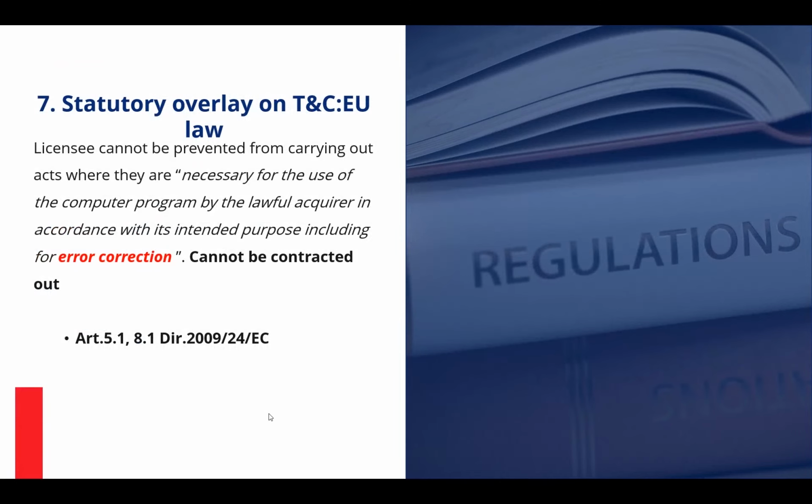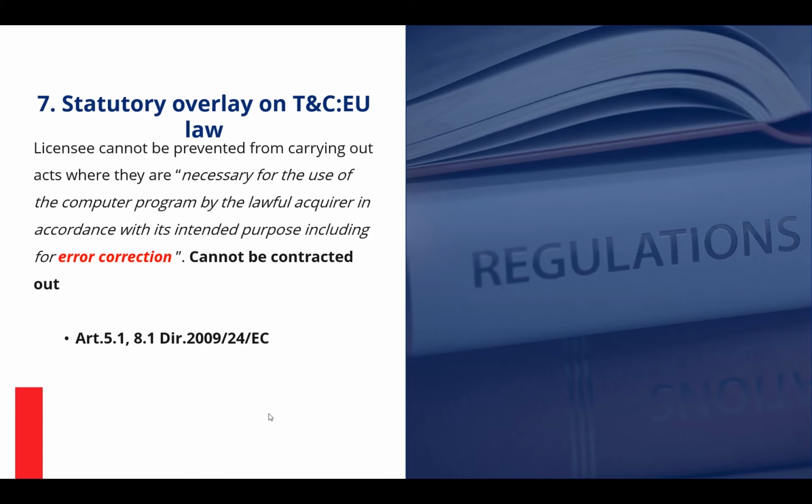But in most countries as well, we have an overlay of law on terms and conditions. So one which a lot of people aren't aware of is that in European Union law, a licensee cannot be prevented from carrying out acts which are necessary for the use of the computer program by the lawful acquirer in accordance with its intended purpose, including for error correction. And importantly, that cannot be contracted out. That's the software directive in the European Union.